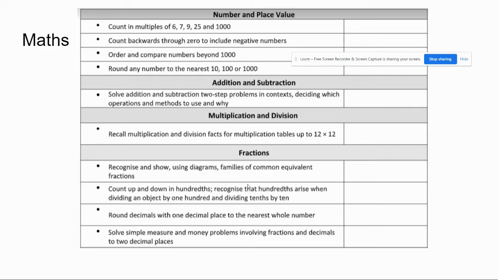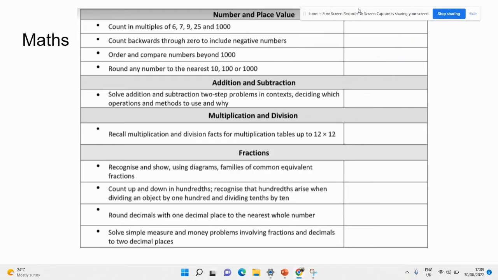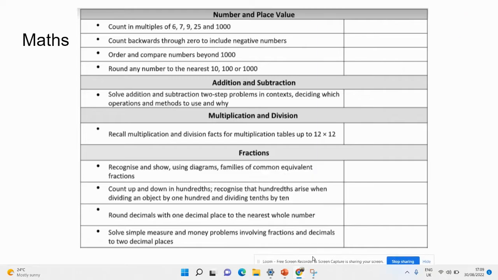Just like in year 3, they were working with 3-digit numbers. In year 4, they will begin to work with 4-digit numbers, so up to thousands and maybe slightly beyond, depending on your child's ability. One thing that does come up in number and place value in year 4 is rounding. And you can see there it's the 4th point down, rounding any number to the nearest 10, 100, or 1,000. I'll talk about this in a bit more detail in a moment.